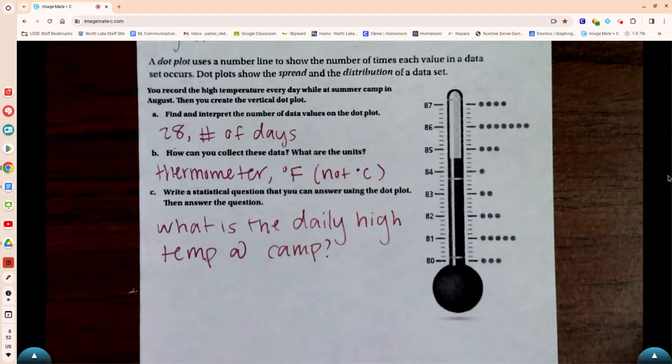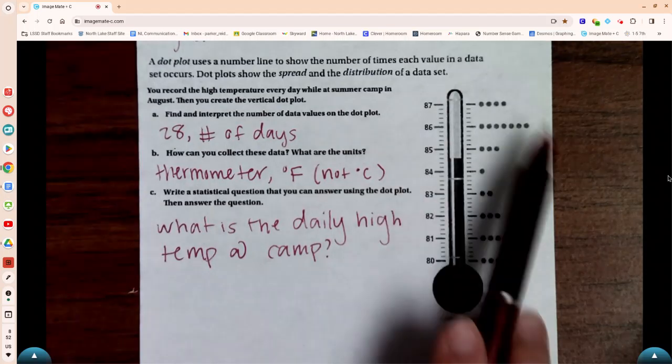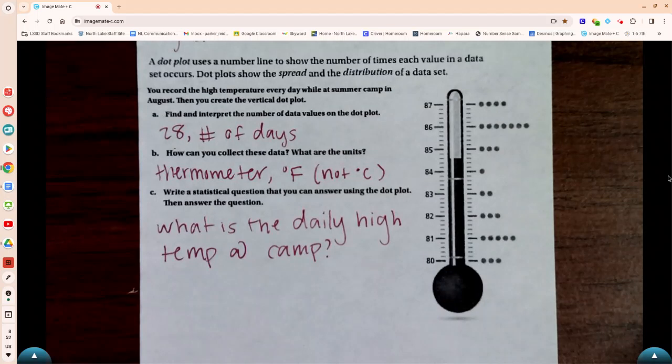Mia? Okay, we have a lot of data around 86, so maybe we say it was about 86. Does anybody have another answer, Ratisha? We're going to get into that later in the chapter. Yes, that is one thing you could do. And we are going to learn how to do that.